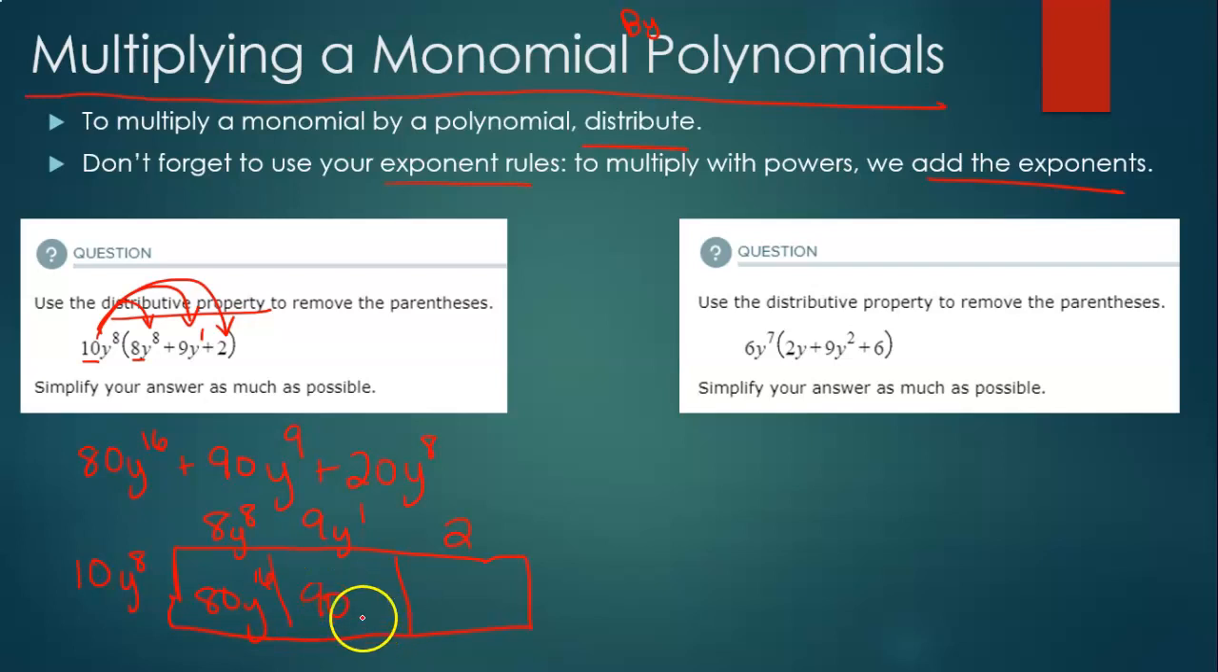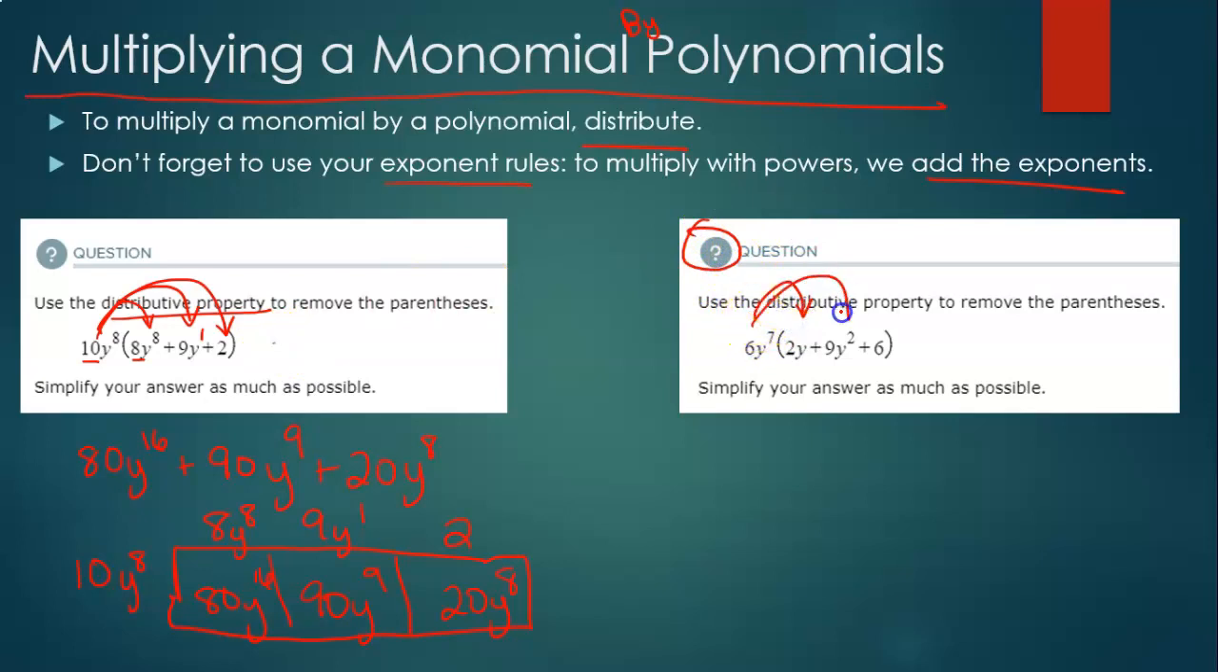10 times 9 is 90. Y to the 8th times y to the 1 is y to the 9th. And 10 times 2 is 20 with y to the 8th. Notice that's exactly what I have here. The box method is just another way to organize my work. I don't find the box method particularly helpful when I'm working with a monomial times a polynomial. You pause the video and try this one on your own.